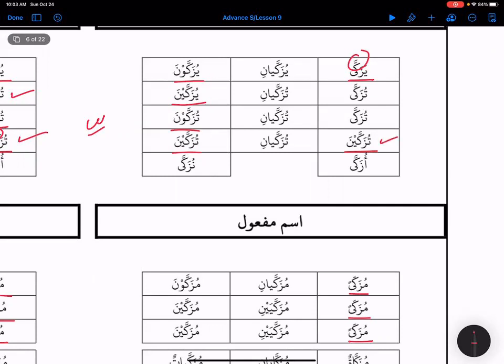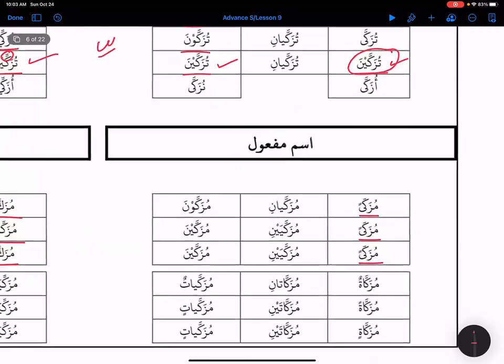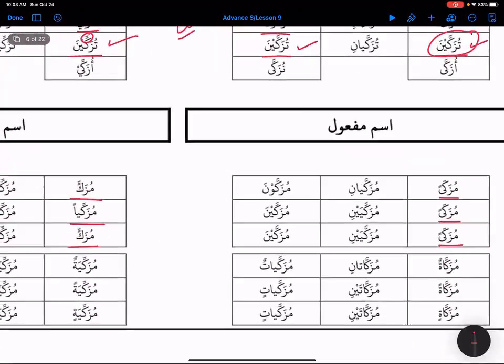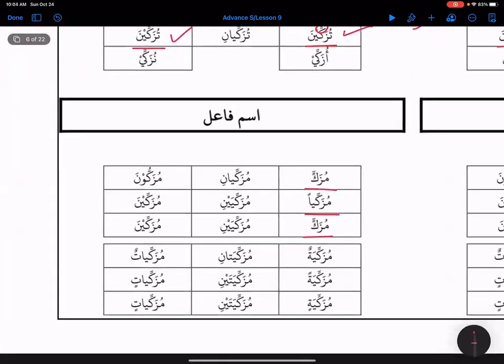Again, tuzakkai, tuzakkaina and tuzakkaina. We see that anti always used to be E sound, but when it comes to majhul, not anymore in the Nakis families. It will take A sound. It's only for majhul, right? Yes, majhul.